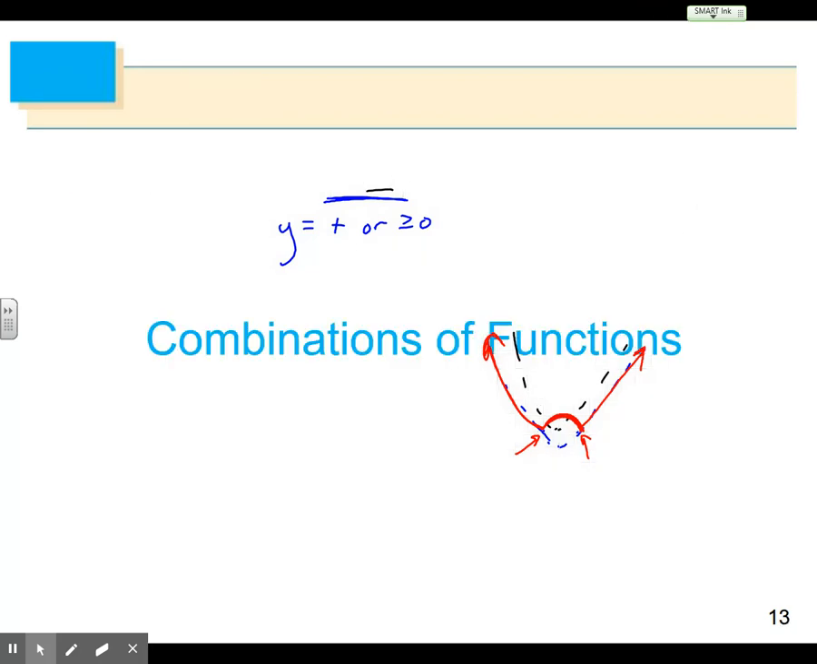This is a good spot to pause the video, take a break, especially after that 40-degree Philadelphia problem. Because we're about halfway through the video right now. So take a break, come back, and then we will do combination of functions.